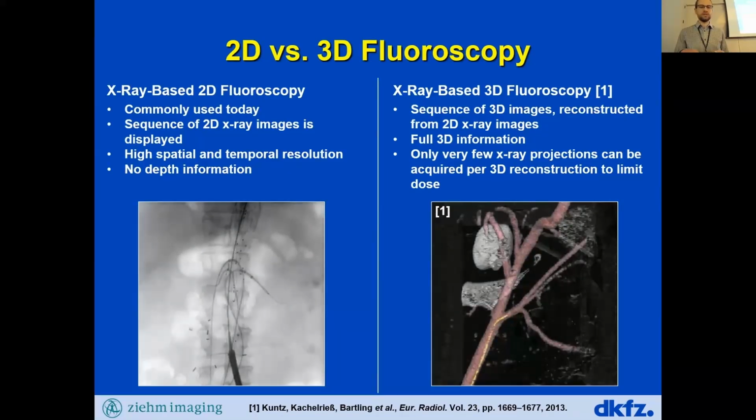So what we imagine is X-ray-based 3D fluoroscopy, which would mean that a sequence of 3D images is reconstructed from a sequence of 2D X-ray images. This would provide full 3D information and of course also high spatial and temporal resolution. A major challenge for realizing X-ray-based 3D fluoroscopy is dose efficiency. So for each 3D reconstruction, one can only use very few X-ray projections to limit the dose that is applied to the patient.